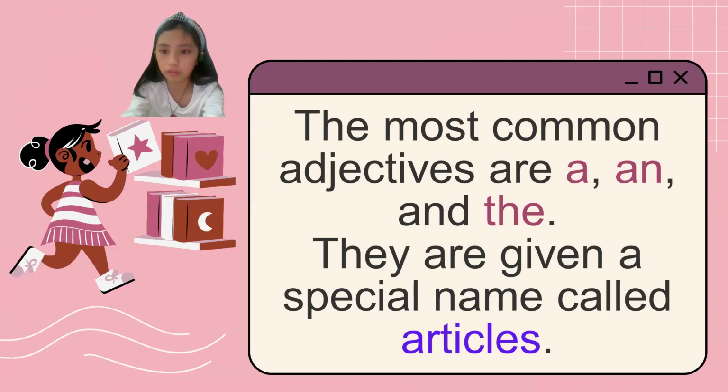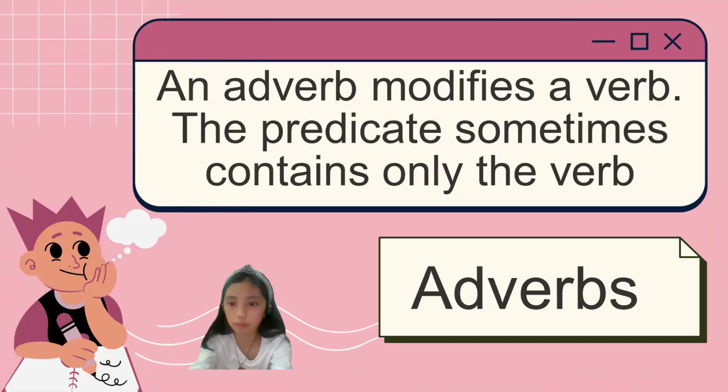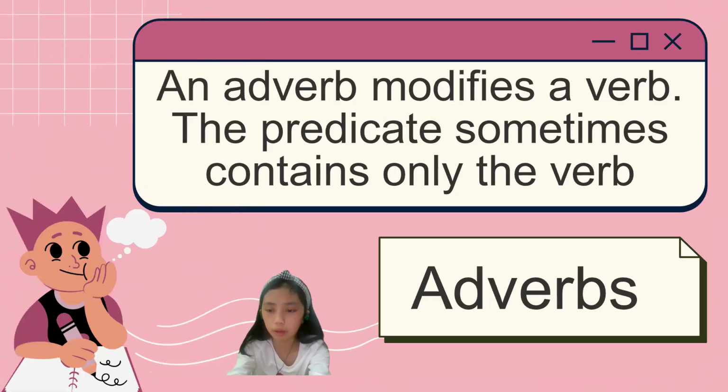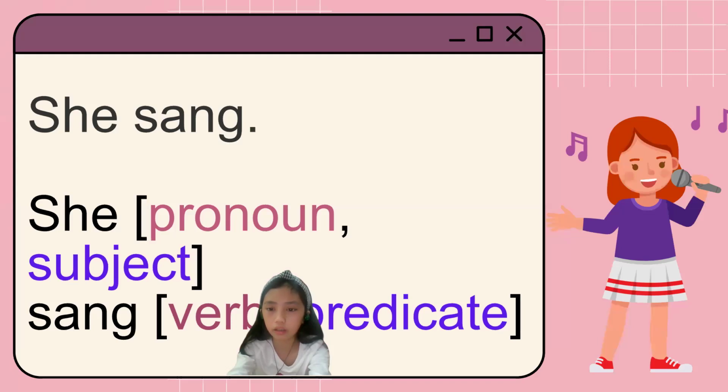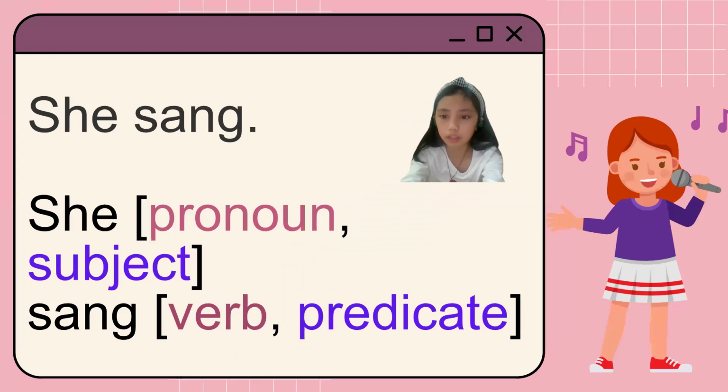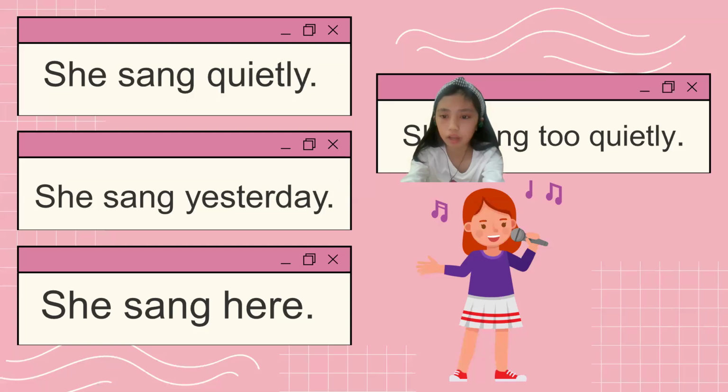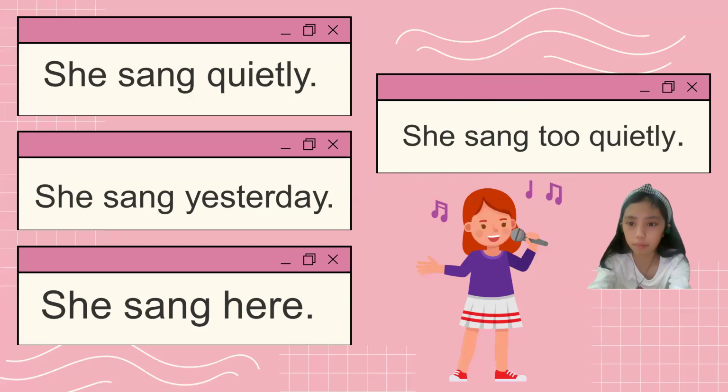Let's move to adverbs. An adverb modifies a verb. The predicate sometimes contains only the verb, as in this example: She sang. She is a pronoun and the subject. Sang, meanwhile, is a verb and a predicate. Often a word that will tell you how, when, or where the action took place will come either before or after the verb. These words are adverbs. They add something to the verb. An adverb answers one of these questions about the verb: how, when, where, or to what extent.